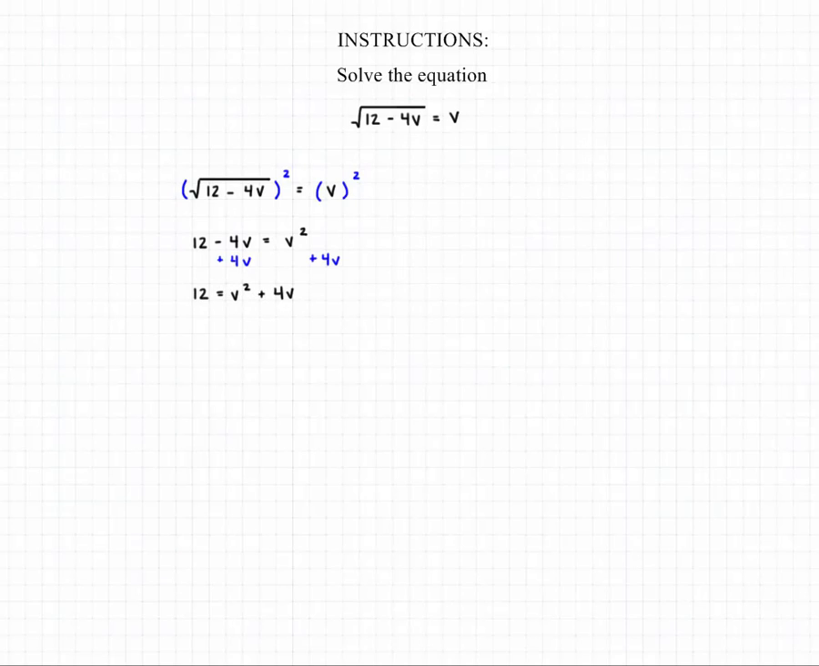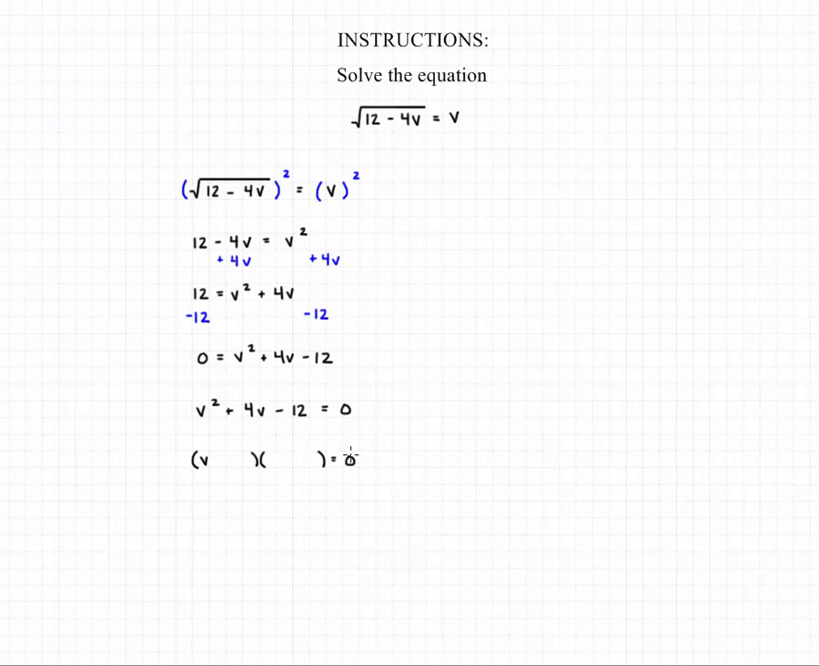squared plus 4v, and then subtract 12. And that will leave us with 0 is equal to v squared plus 4v minus 12, or v squared plus 4v minus 12 equals 0. From here, we can factor this polynomial.